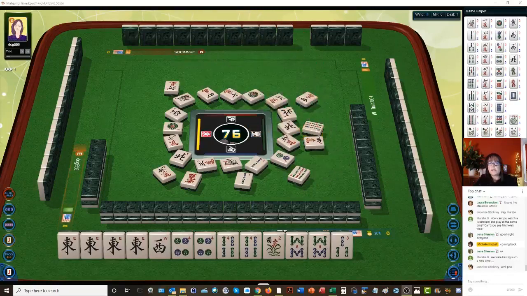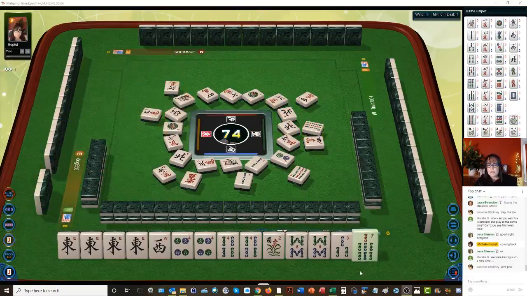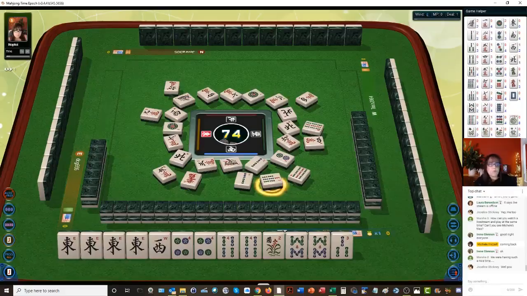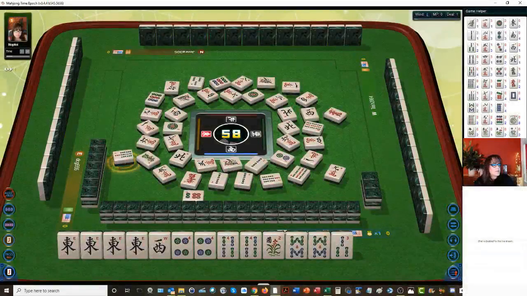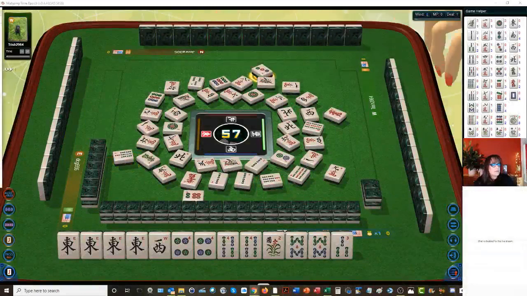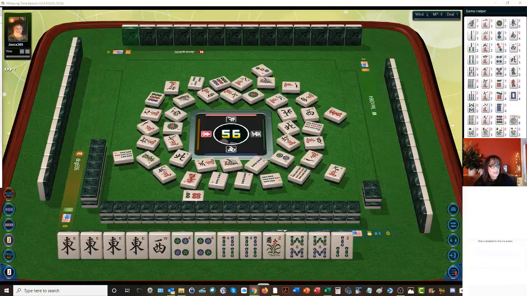Okay, nine bamboos. I'm going to stop recording. Let's see, stop streaming. Nine characters. We'll get rid of seven bamboos. Okay, I'm going to stop recording and we'll come back. This is very strange. Three dots. Two characters.